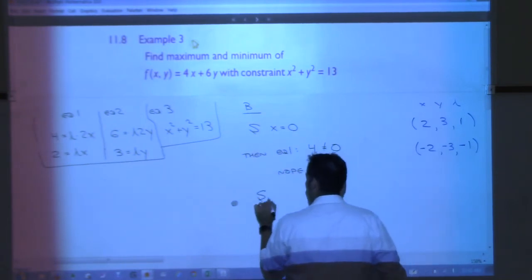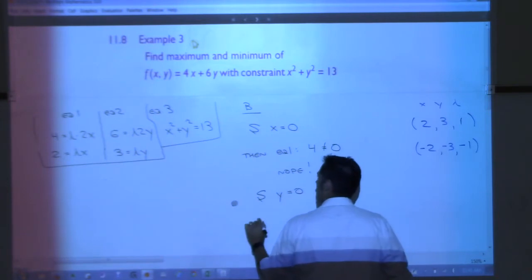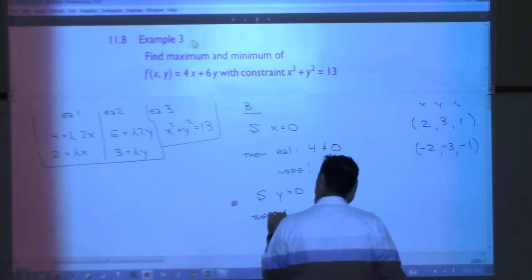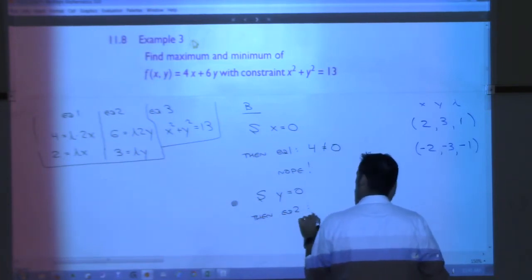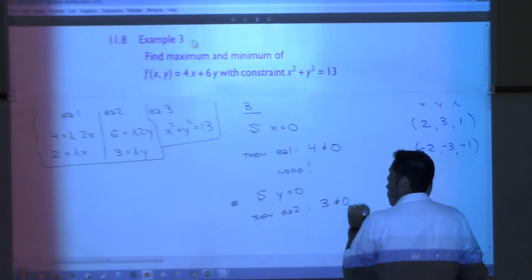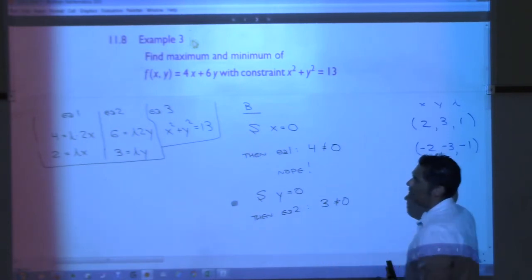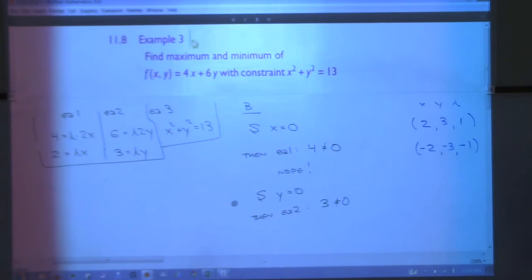All right, suppose y is 0. Same thing, right? Then equation 2 means that 3 is equal to 0. That's not true. Okay, so nope, can't do that. Any other things that I can work with?